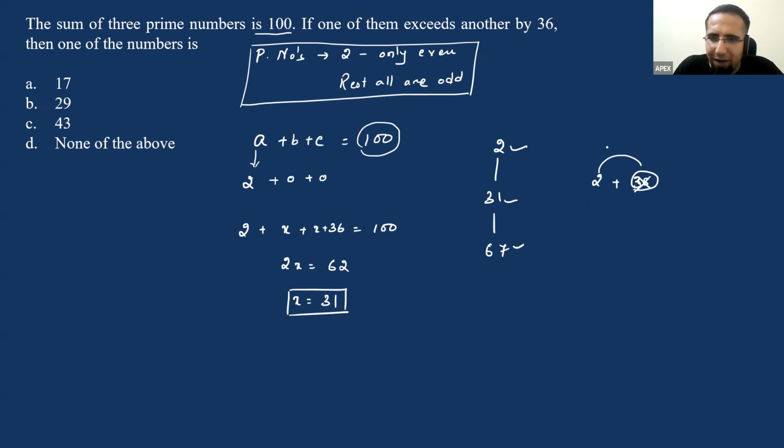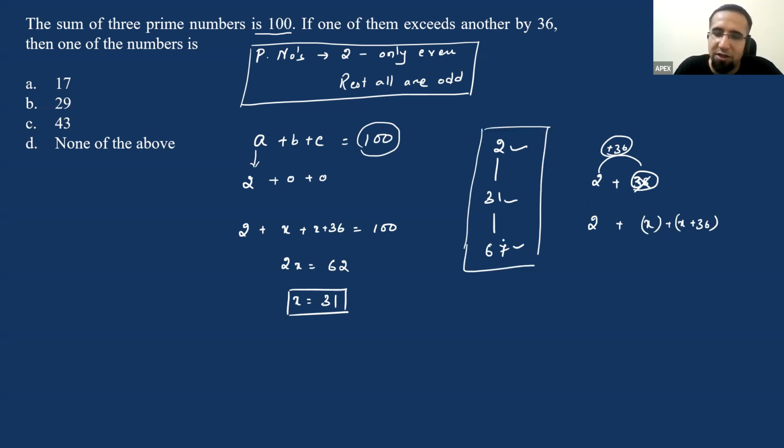Right, that is why I did not apply a 36 to this. Instead, I clearly moved ahead with 2, and for the other two numbers, the gap is going to be 36, and that should be giving you your answer. And all the three numbers have to be prime numbers. Now, 61 plus 67 plus 31 is 98, and 98 plus 2 is 100, which is also satisfying the given criteria. Now, the question is asking, then one of the numbers is what?